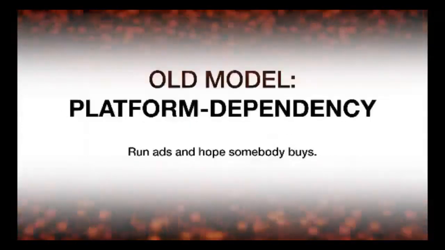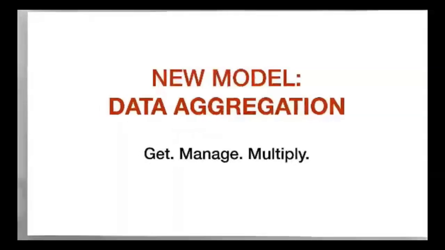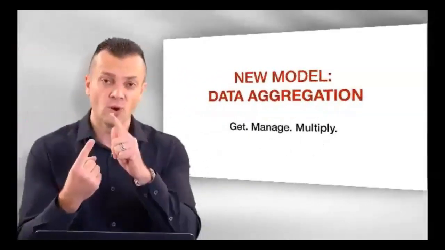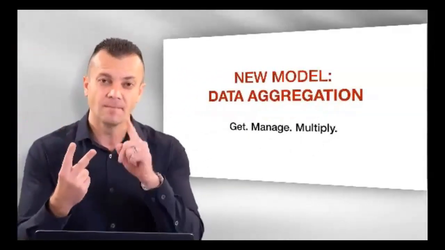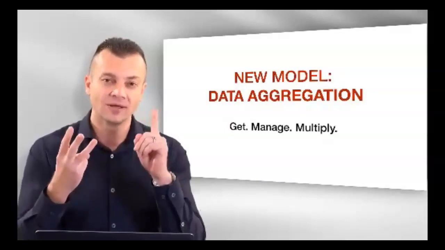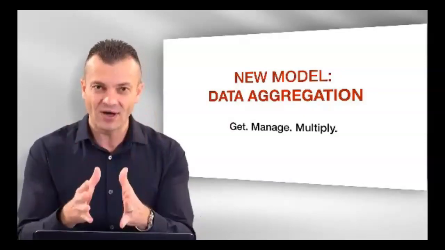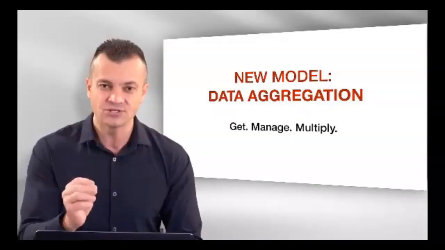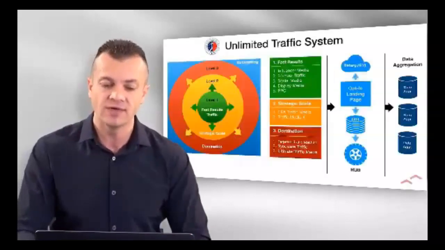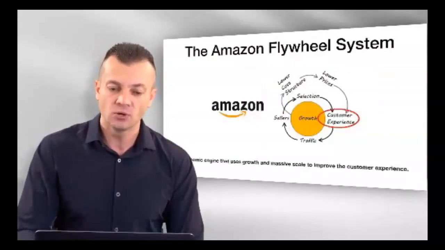Here's the old model. It's called platform dependency. This is basically where people say, you know what, we're just going to run ads and see what happens, and hope somebody's going to buy. The new model is called data aggregation. In data aggregation, we focus on three things. Number one, we're going to get traffic. Number two, we're going to manage traffic. And number three, we're going to multiply traffic. Very methodically, very deliberately, very intentionally. And there is a method and a way for you to do that. This is what it looks like. I'm about to show it to you.